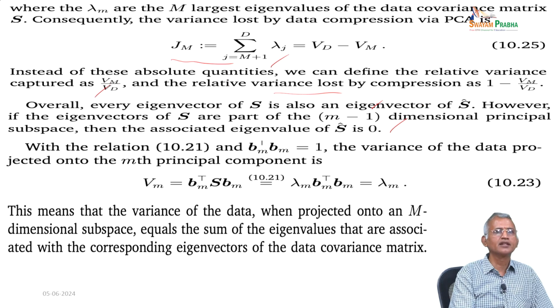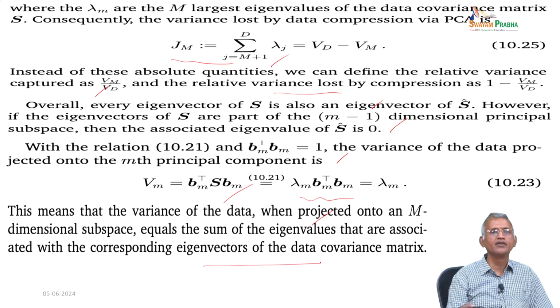So, with the relation Bm transpose Bm equals 1, the variance of the data projected onto the mth principal component is Bm transpose S Bm, and using 21 we have lambda m Bm transpose Bm equals lambda m. So, this means the variance of the data when projected onto an m dimensional subspace equals the sum of the eigenvalues that are associated with the corresponding eigenvectors of the data covariance matrix.